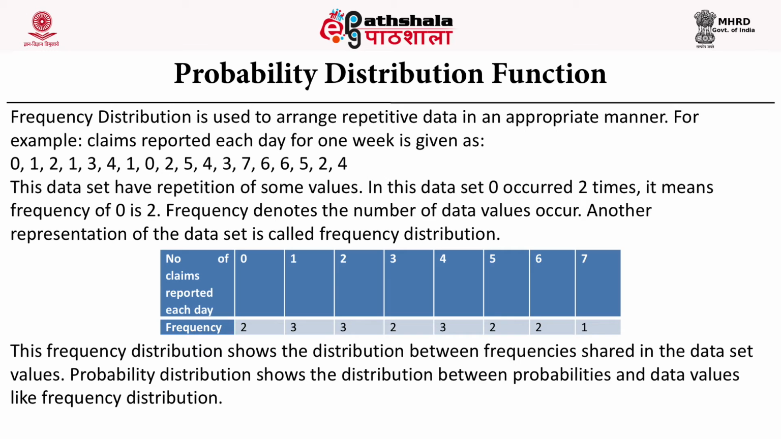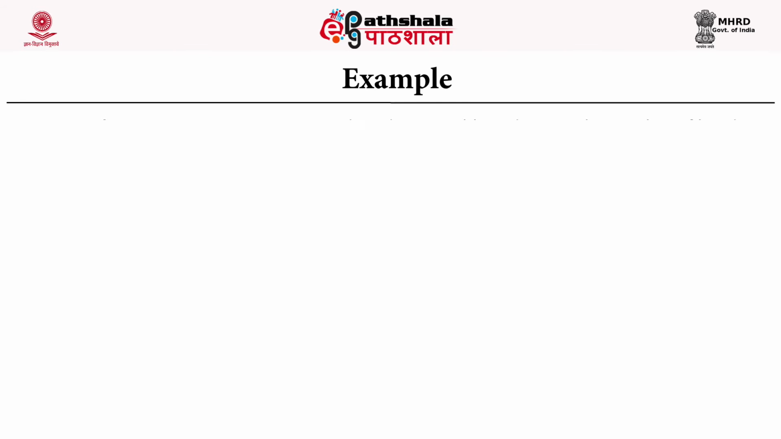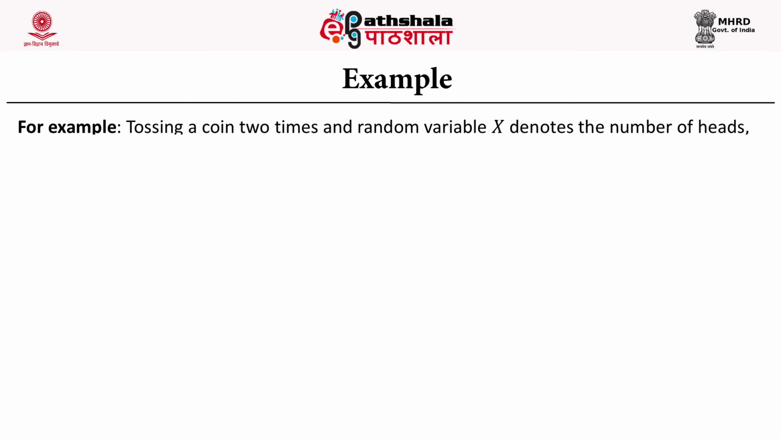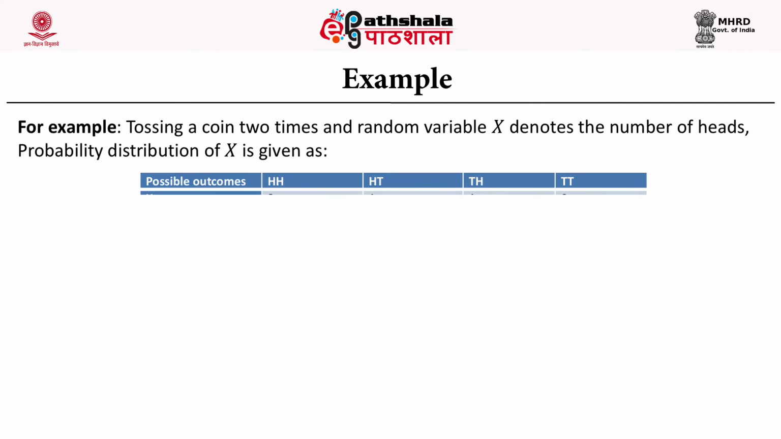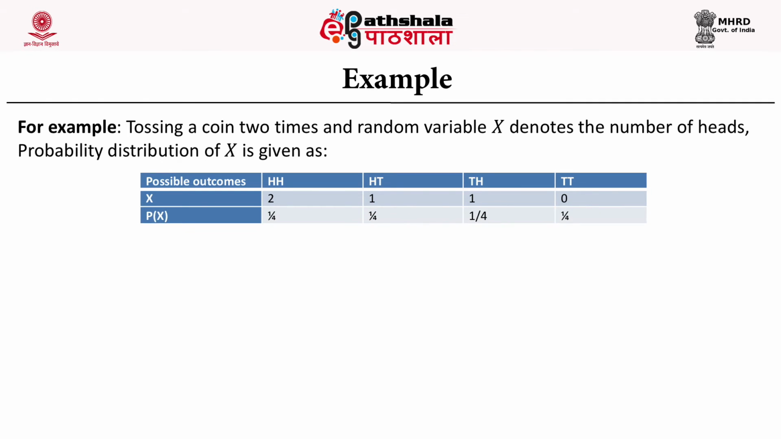A probability distribution shows the distribution between probabilities and data values, like a frequency distribution. For example, tossing a coin 2 times, and a random variable x denotes the number of heads. The probability distribution of x is given as follows. In the first row we have the possible outcomes, that is head head, head tail, tail head and tail tail, and corresponding to the events we have x as a random variable that takes values 2, 1, 1, 0, and the probability of x is given here as 1 by 4, 1 by 4, 1 by 4 and 1 by 4.